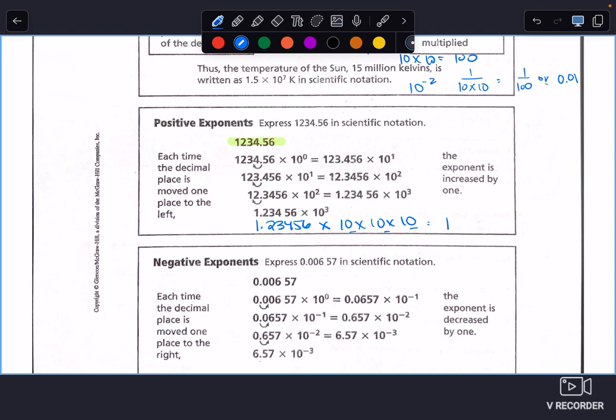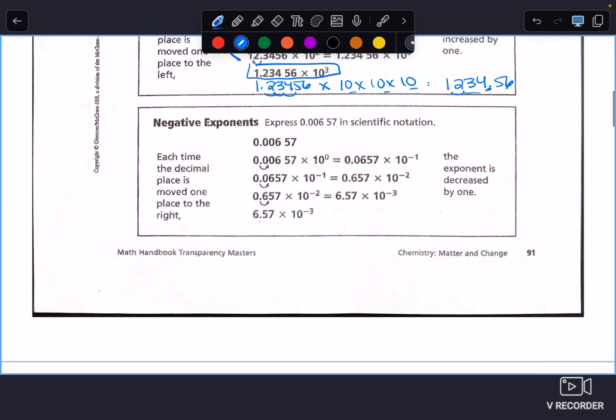So we have 1 and then 2, 3, 4.56. We moved it 1, 2, 3. There we go. 1, 2, 3, 4.56. So the final number is equal to the original number. It's just written so that the first number looks smaller than it did before, but when you multiply it back times the 10 to the third, it really equals the same original number.